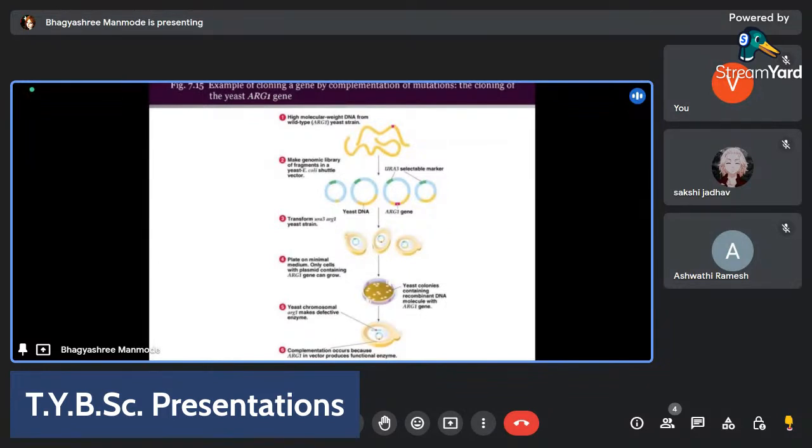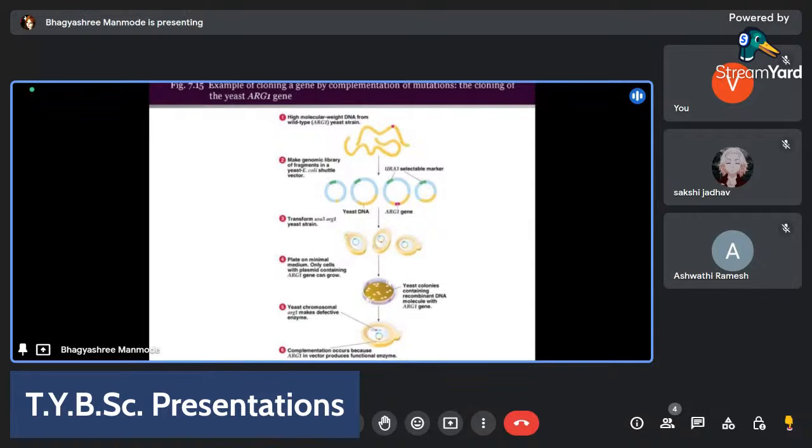The cloning of the yeast ARG1 gene, for arginine. In the first step, a genomic library is made using DNA from the wild-type ARG1 yeast strain, and URA3 is a selectable marker. Then a population of ura3 arg1 yeast cells is transformed with the genomic library prepared in the shuttle vector.